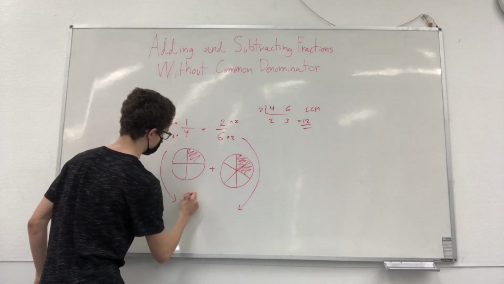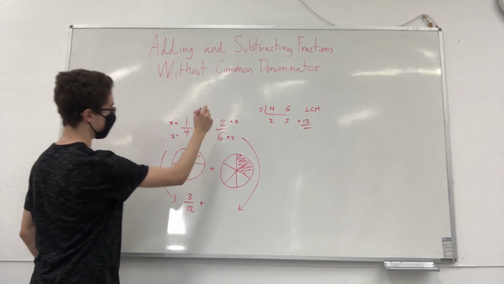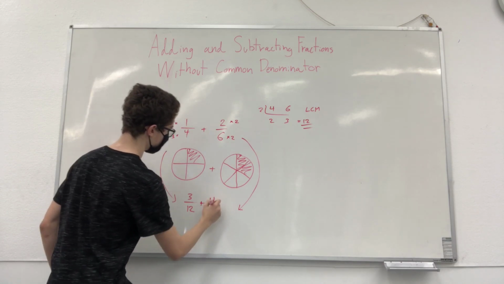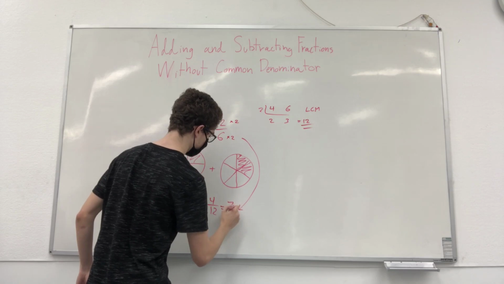3 times 1 is 3, the bottom becomes 12. 2 times 2 is 4, the bottom becomes 12 as well. And so you can just add them together and get 7/12.